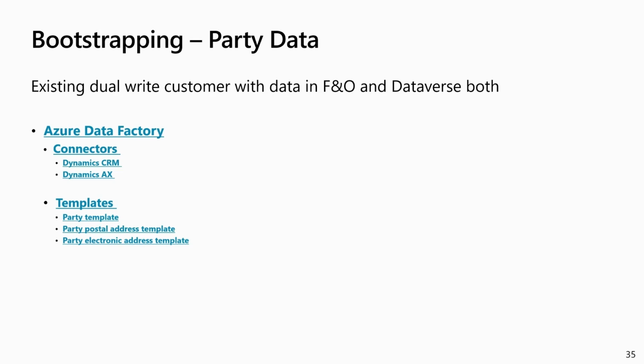One of the ways is using the Azure Data Factory. Azure Data Factory provides a couple of connectors. One of them is Dynamic CRM, which allows read and write of data into Dataverse. And the other one is Dynamics AX, which allows only to read the data. It cannot write the data in Dynamics AX or FNO. So in order to overcome this problem, all the templates which we have designed for the party data bootstrapping generate CSV files, which allow to import the data back in FNO and or Dynamics AX. So let's talk about these templates in detail.